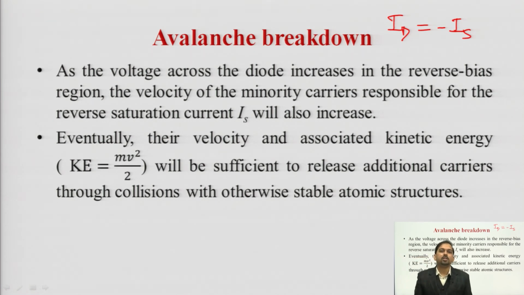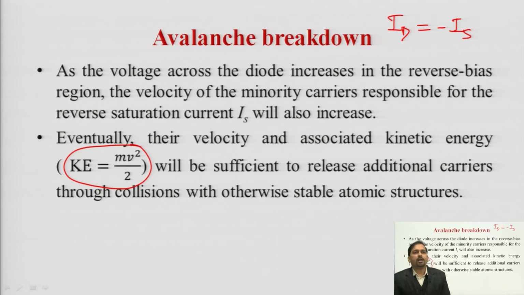Now, due to the increase in the velocity of the minority charge carrier, the associated kinetic energy, which is given by K equals half mv square, increases. So, as we are increasing velocity, the kinetic energy increases. This kinetic energy is basically responsible for ionization. It will break the bonds, and due to that a number of free charge carriers will be generated, and due to the increase in the number of free charge carriers, we can say that the current increases drastically.